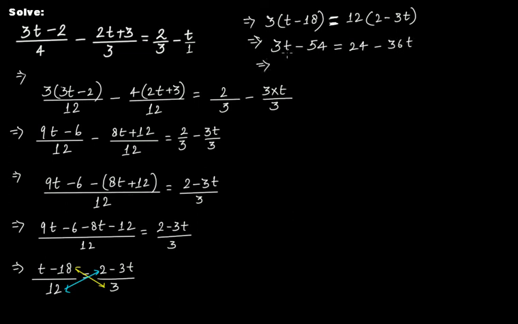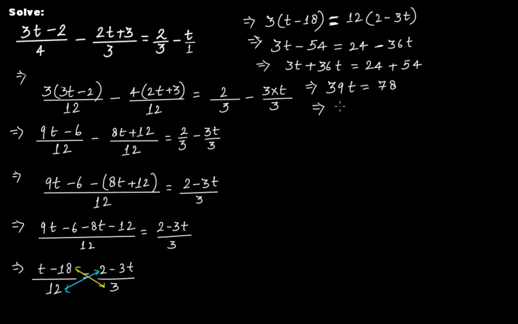and therefore you get, so if you transpose this minus 36t, since here we have minus 36t to the left hand side, this becomes 3t plus 36t is equal to, if you transpose at the same time minus 54 to the right hand side, this becomes 24 plus 54. This is 39t is equal to 78.